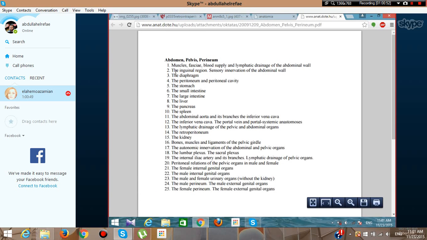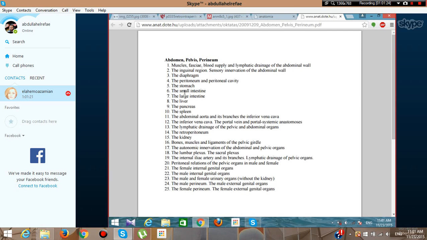Here, muscles, fascia, blood supply, and lymphatic drainage of abdominal wall. Inguinal region. Sensory innervation of abdominal wall. Diaphragm, we do it now. Peritoneum and peritoneal cavity. So explain what is peritoneum, do you remember ligaments, mesentery, omentum, lesser sac, greater sac.